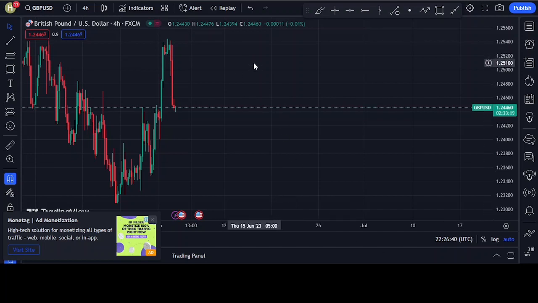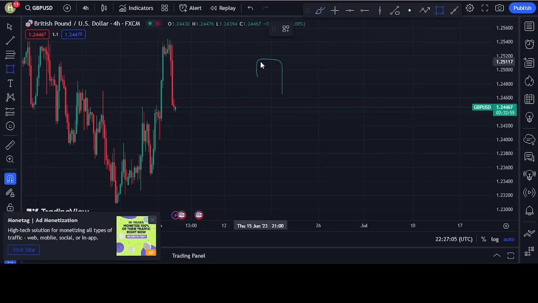Now, for your supply zone, you have two types, two ways of drawing a supply zone. The first one, I call it a rally base drop type. A rally, a base, and a drop. All right, so this is the first type of supply zone.